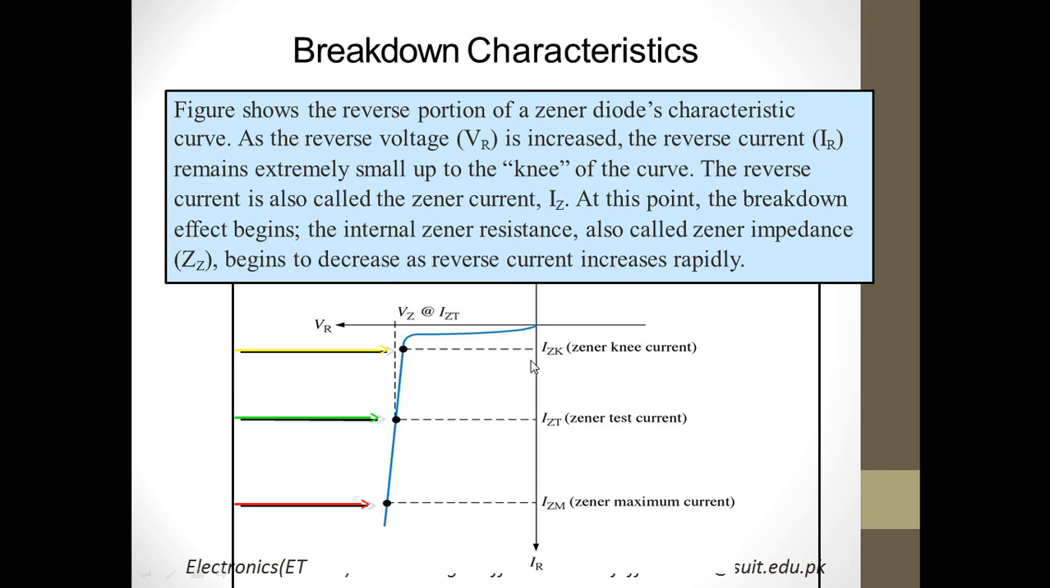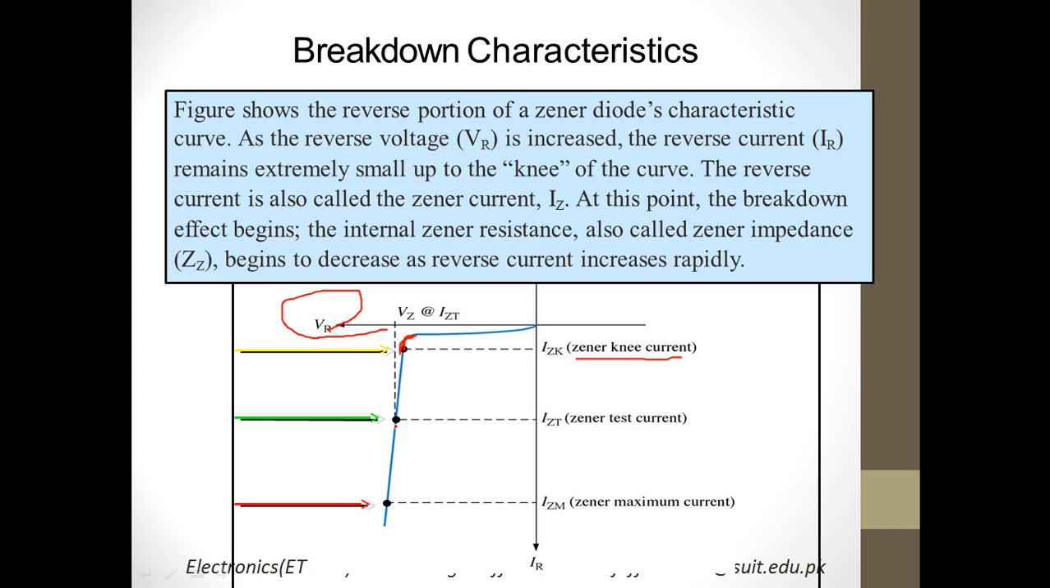And as the reverse voltage VR is increased, the current IR, that is the reverse current, remains extremely small up to a knee. This is your knee. This portion is your knee. The reverse current at this point is also called the Zener current, IZ. This is your IZ, the Zener knee current. You see that this is the diagram which is showing your different points.